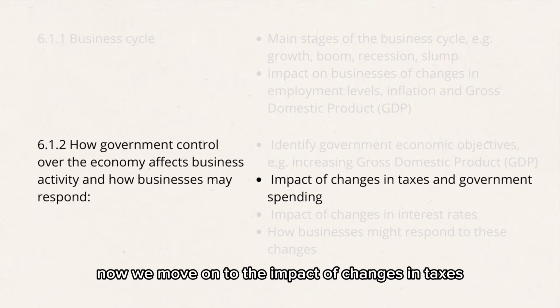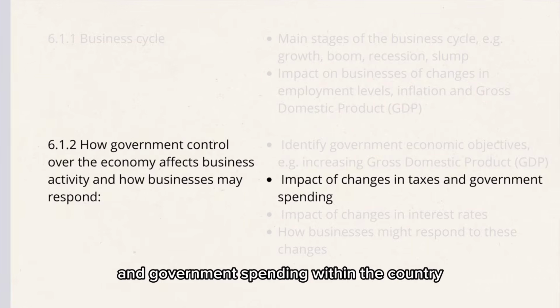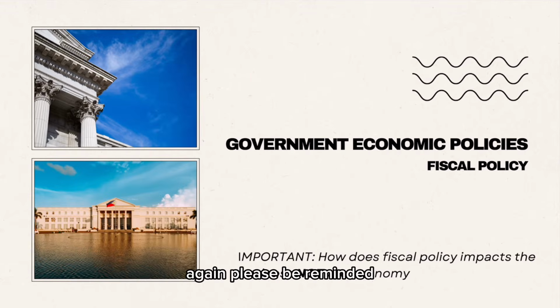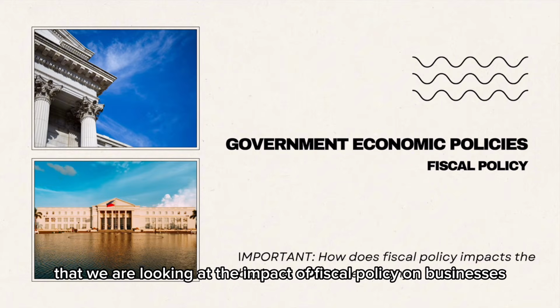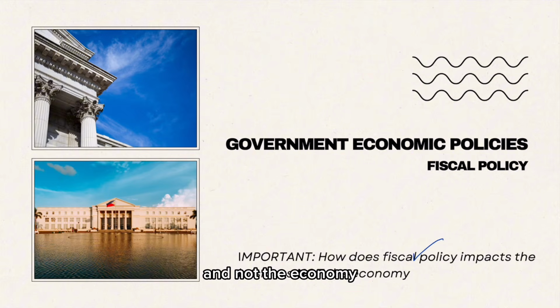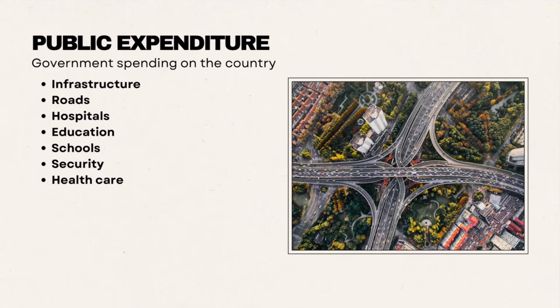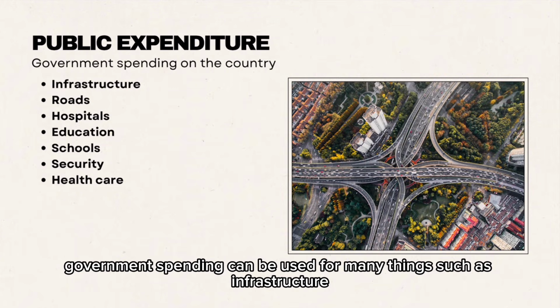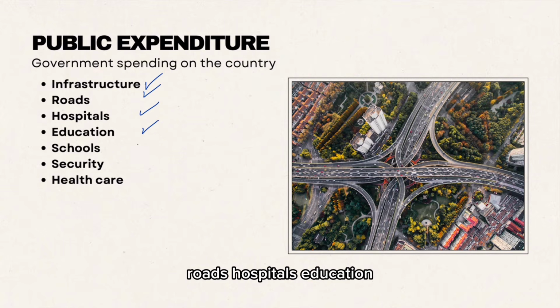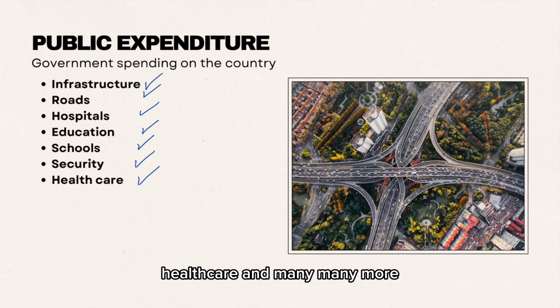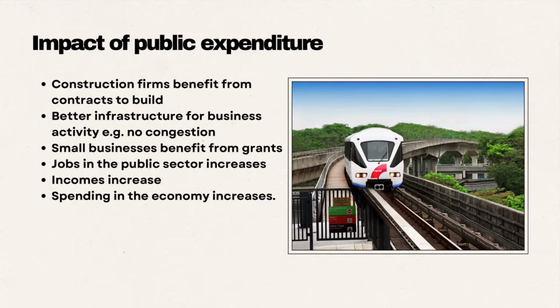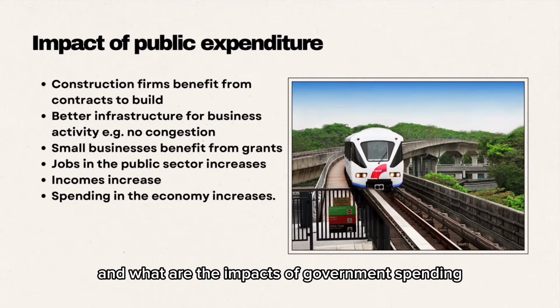Now we move on to the impact of changes in taxes and government spending within the country. Again, please be reminded that we are looking at the impact of fiscal policy on businesses and not the economy. Government spending can be used for many things, such as infrastructure, roads, hospitals, education, schools, security, healthcare, and many, many more. And what are the impacts of government spending?